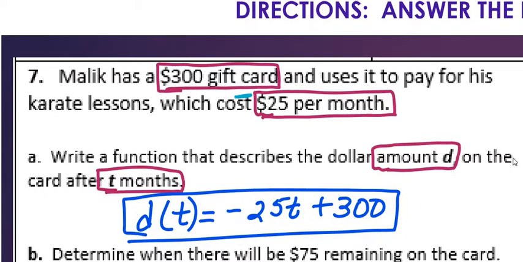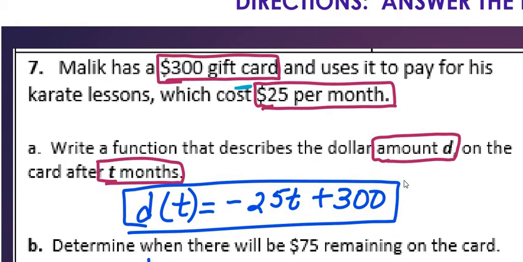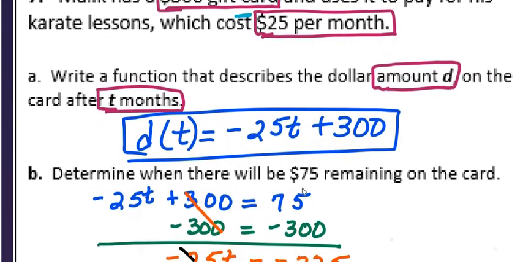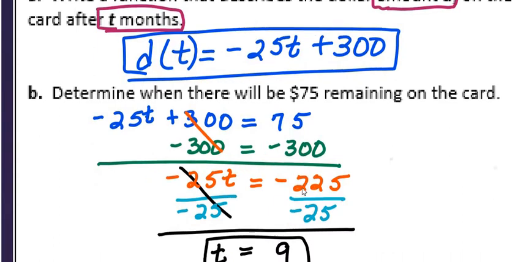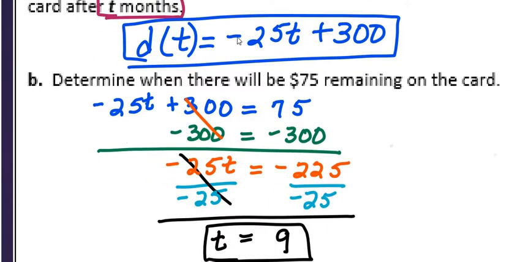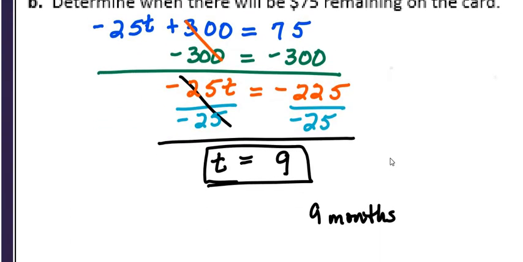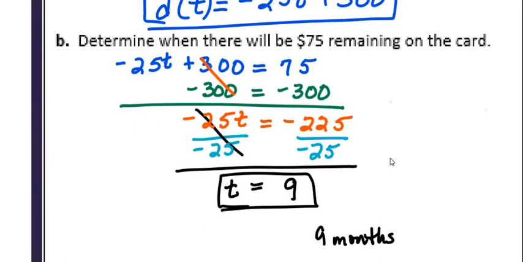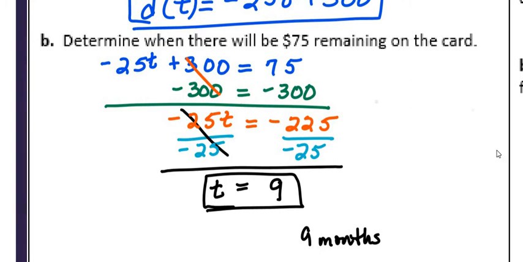Now I'm going to take that, and it says, look at part B, determine when there will be $75 remaining on the card. So I'm going to take this right here, and I'm going to solve it as I would an equation. I'm going to set this equal to 75. And when I work this and solve it as an equation, you can see it took 9 months to have $75 remaining on our gift card. So it took 9 lessons. Now, the 9 is referring to your month, so you're just going to solve it just like you would an equation.